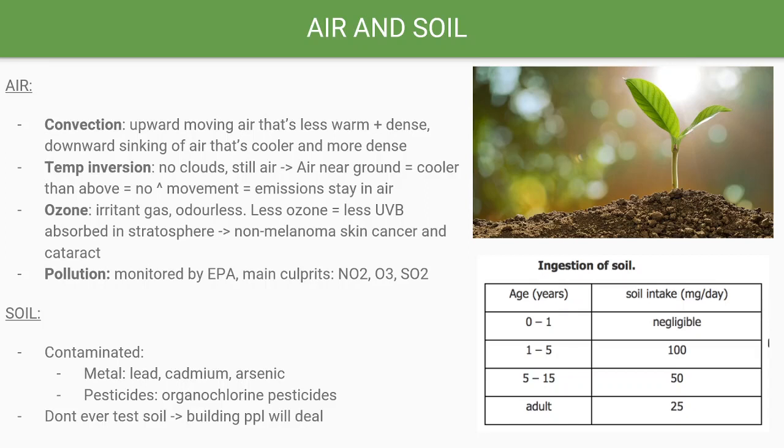Okay. So pollution, the EPA monitors it, and the main culprits are ozone, O3, SO2, and nitrogen dioxide, not nitrous. And then the soil, we eat a crazy amount of soil, I don't know. It can mainly be contaminated with lead, which is a blood test you can do, cadmium, arsenic, and don't ever test the soil the building people will do with it. This is so random, sorry. We'll get rid of that.